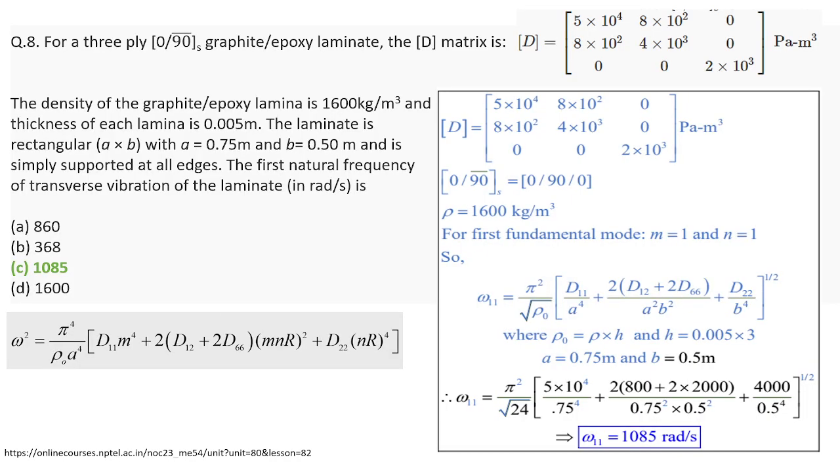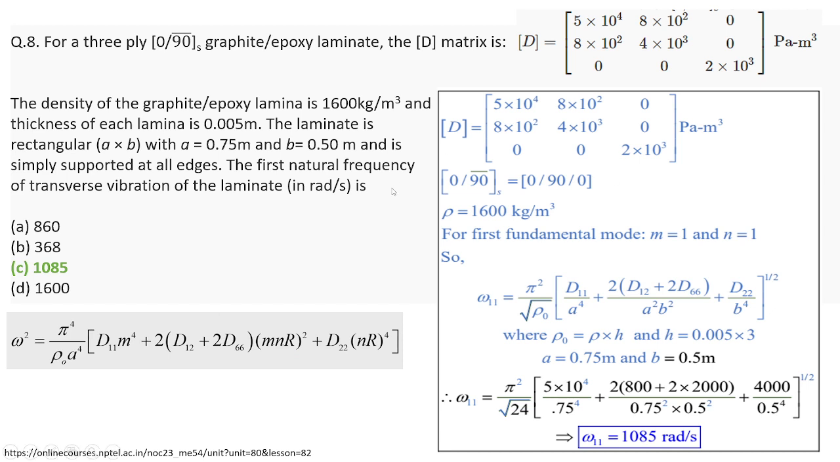Now the next question is a numerical. For a 3-ply 0 90 symmetric graphite epoxy laminate, the D matrix is given. Now the density of the graphite epoxy lamina is 1600 kg per meter cube and the thickness of each lamina is 0.005 meter. The laminate is a rectangle with a equal to 0.75 meter and b equal to 0.5 meter and is simply supported at all edges. So the first natural frequency of transverse vibration of the laminate is.